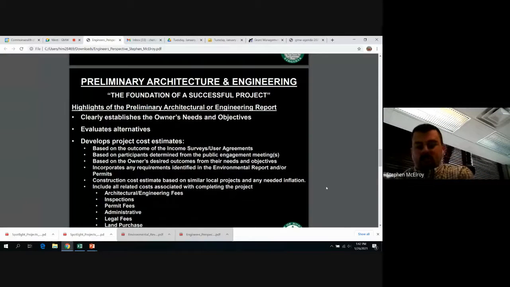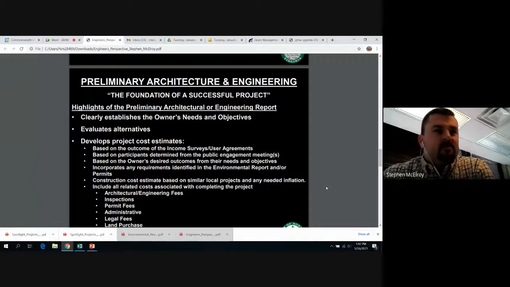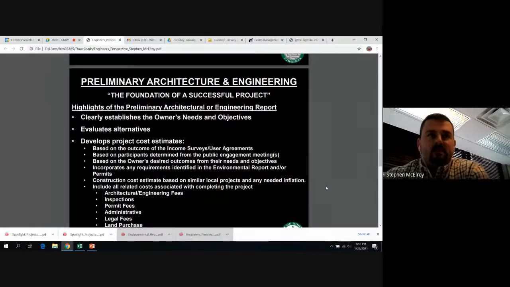Okay, the highlights of a preliminary engineering report or architectural report. The report itself needs to clearly establish the owner's needs and objectives, and how we get those satisfied. Again, write this in layman's terms so that anybody can understand it, but clearly identify the owner's needs and objectives and outcomes of the proposed project.